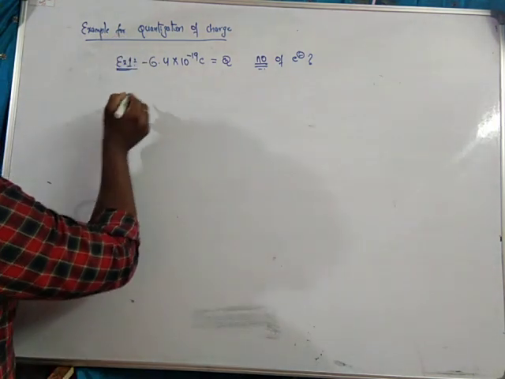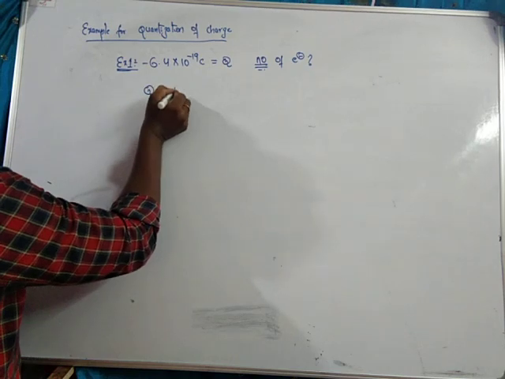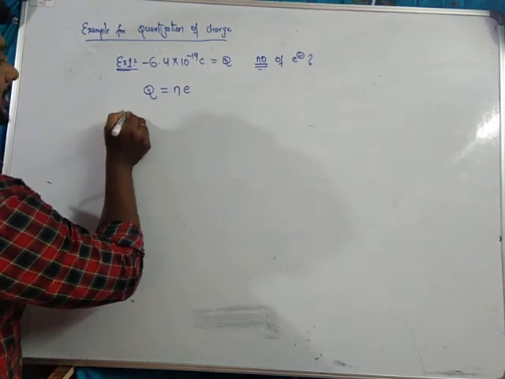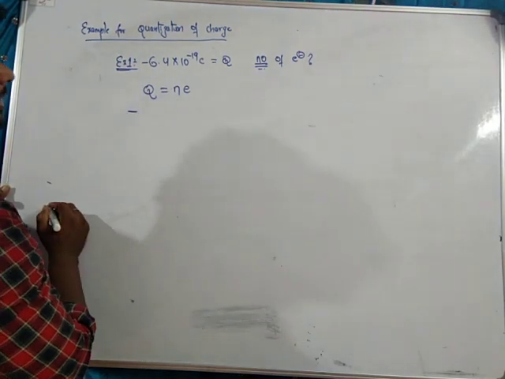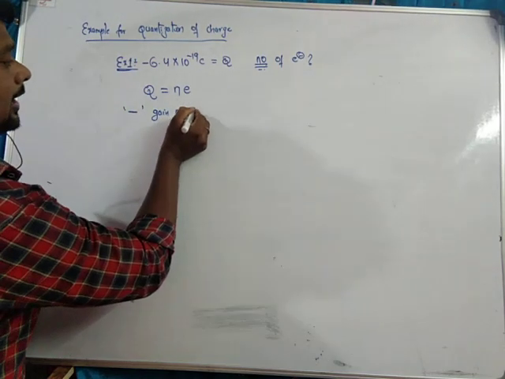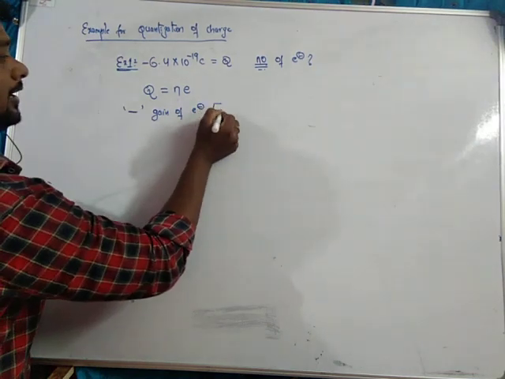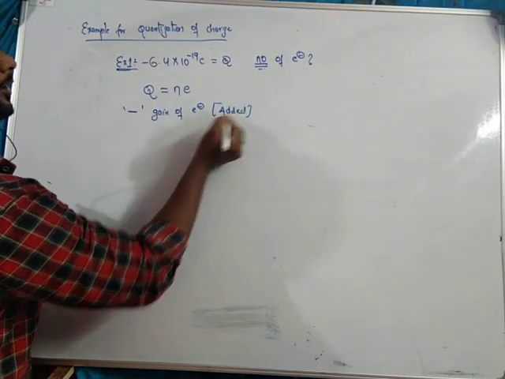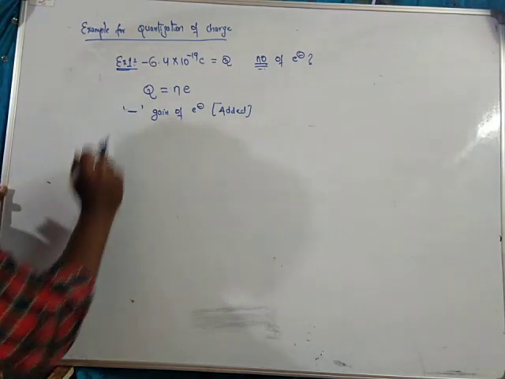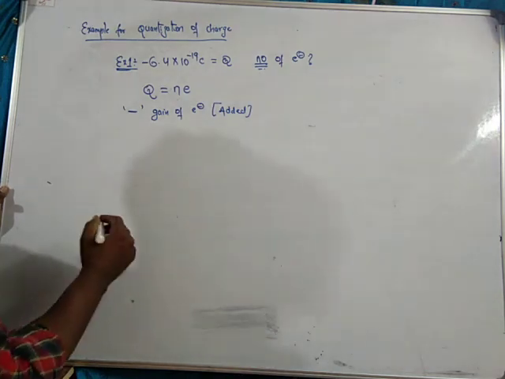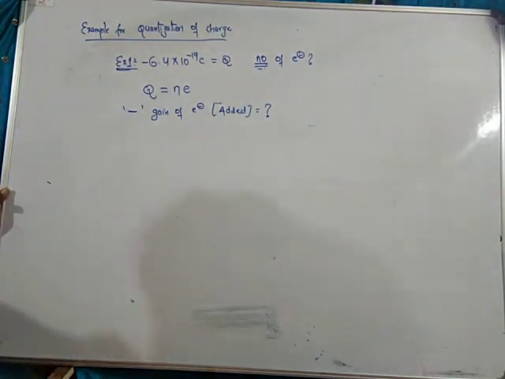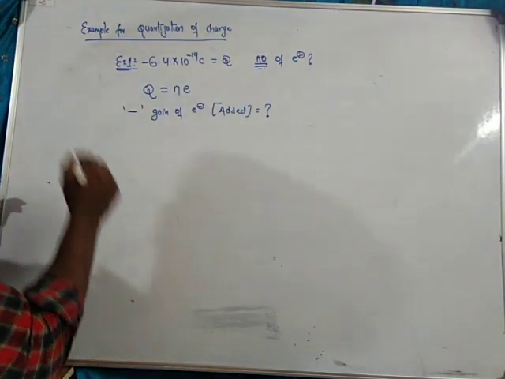So here we have the quantization of charge, which represents Q equals Ne. Here we already have a negative sign. The negative sign indicates a gain of electrons. It means we added some electrons, or we have some excess amount of electrons. So it's an indication of sign. Now how many did we gain? How many did we add? So we get the question. We will substitute the values.